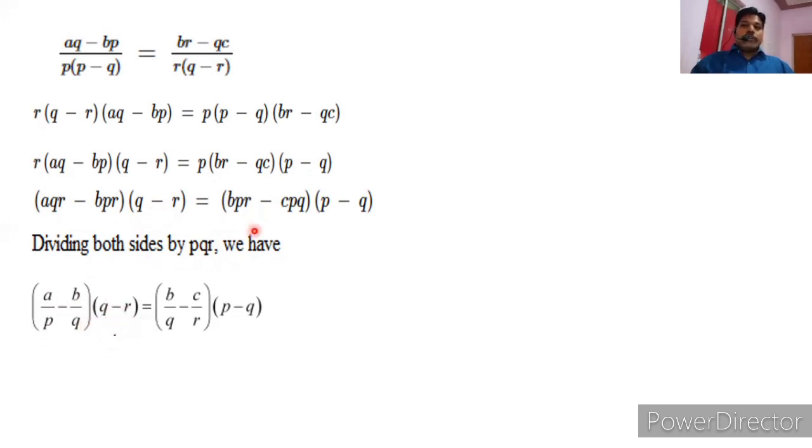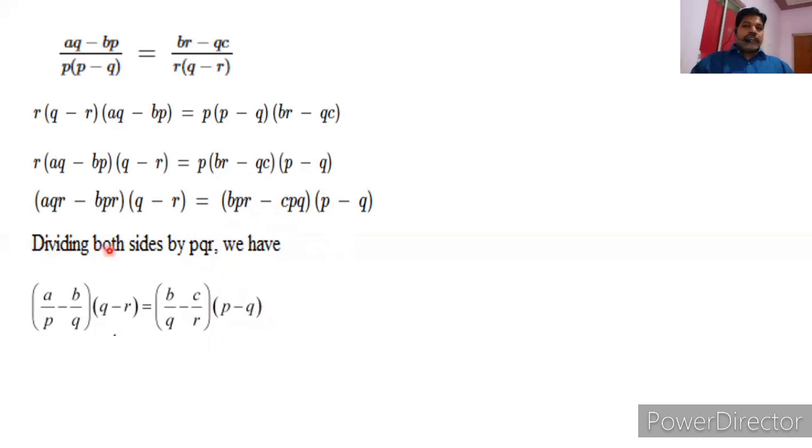That is equal to, similarly, see this step. BPR divided by PQR: P and R will be cancelled, the remaining value is Q, so it will become B by Q. Minus CPQ: we are dividing with PQR, P and Q will be cancelled, and the denominator will remain R. So it will become C by R into P minus Q.